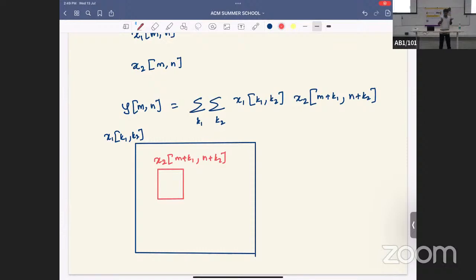So what you have to do at a conceptual level is just move it around. You'll first keep this filter here, whichever is the center, and then take the inner product and put it at the center.